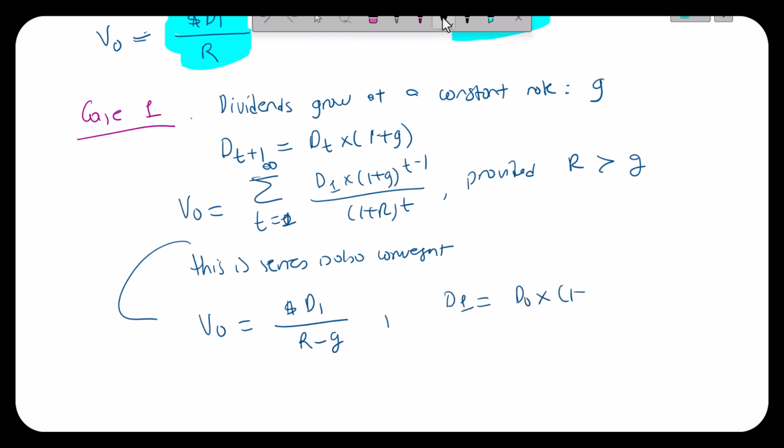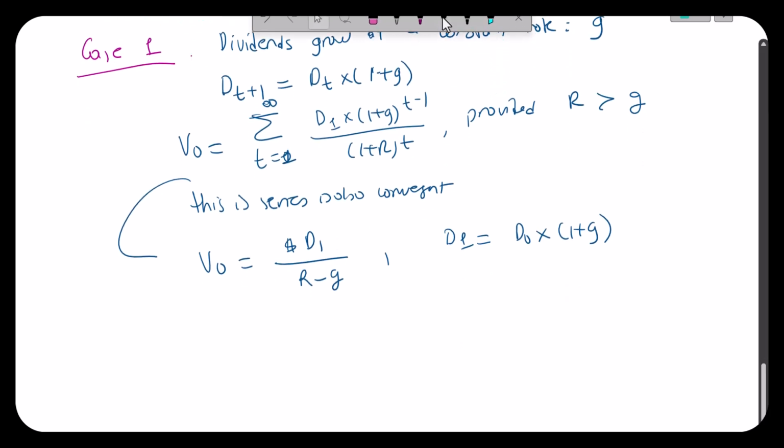On Thursday's class, I'm going to actually develop a template to do all these calculations. But for now, let's kind of understand things. Example, let's think about Coke. It has a stock ticker of KO.